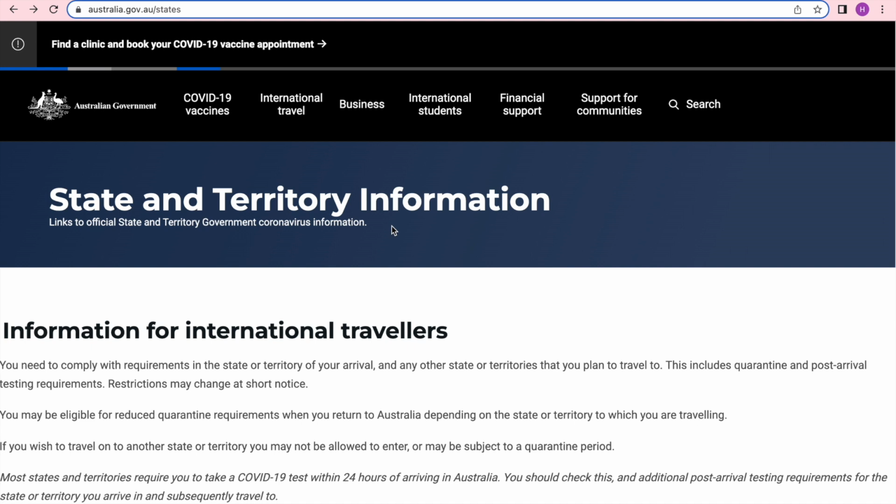australia.gov.au/states website. Now, I've done some guides on how to complete the Australia DPD or Digital Passenger Declaration, and I'm finding that lots of people are asking whether I know what the entry requirements are for each of the different states and territories. So I decided I needed to address the entry requirements for each of the states and territories.